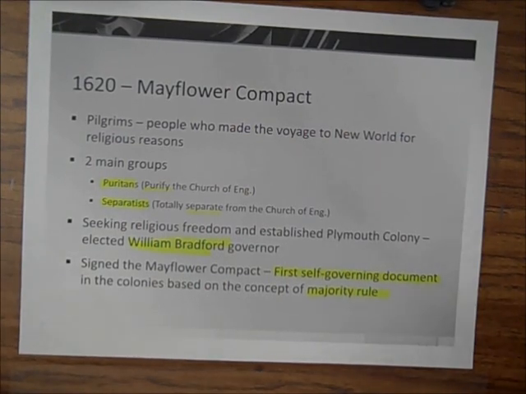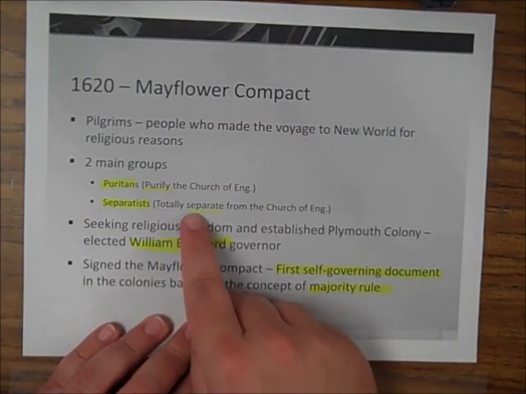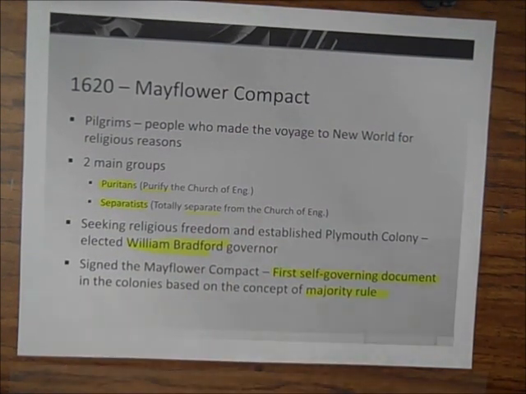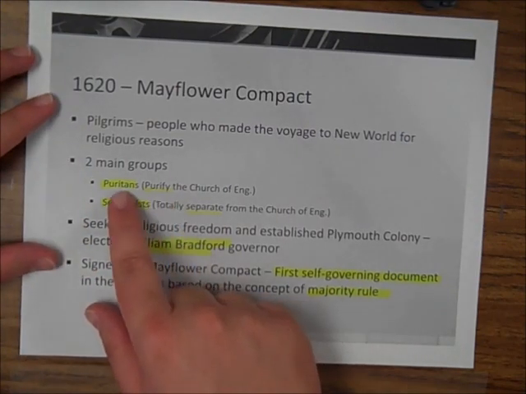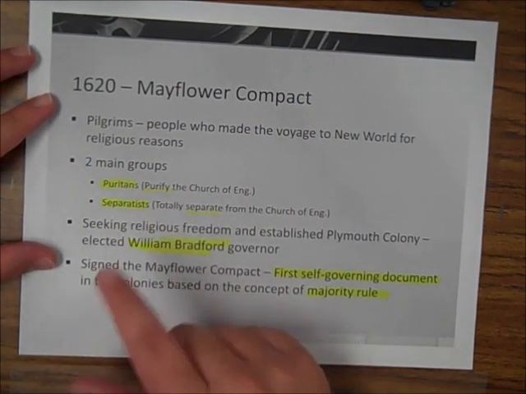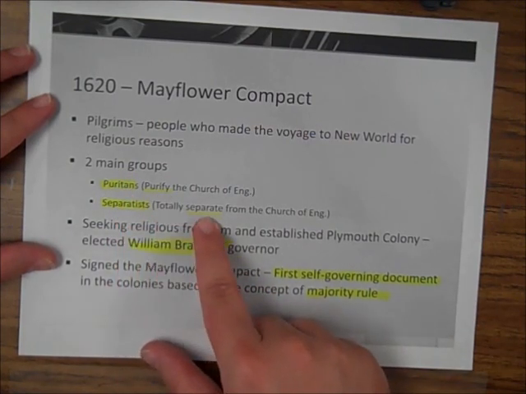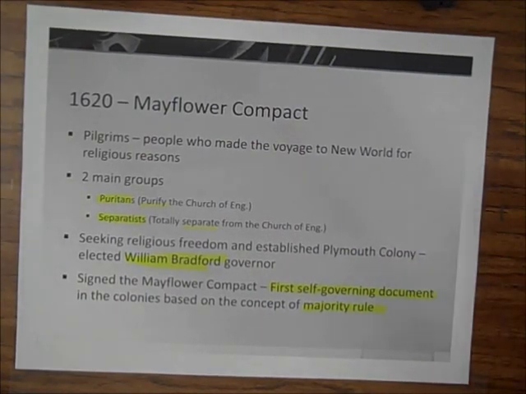Now, the Separatists were not happy at all with the way the Church of England was going, and so they wanted to totally separate from the Church of England. They wanted to remove themselves from all ties with the Church of England and start brand new, fresh here in the New World. And I hope you hear similarities between their names and what they wanted to do with the Church of England. Puritans purify, Separatists separate. Now, these pilgrims were seeking religious freedom, and so they established the Plymouth colony in Massachusetts Bay.